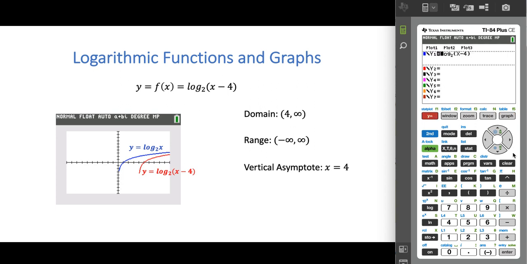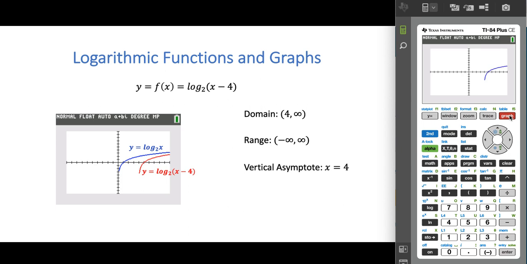So if you wanted to graph this equation using the change of base formula, if you didn't have log base, you're going to get the same answer if you type the log of x minus 4 divided by the log of 2. That's using the change of base formula we learned in the other screencast. And you'll notice we get that same graph.